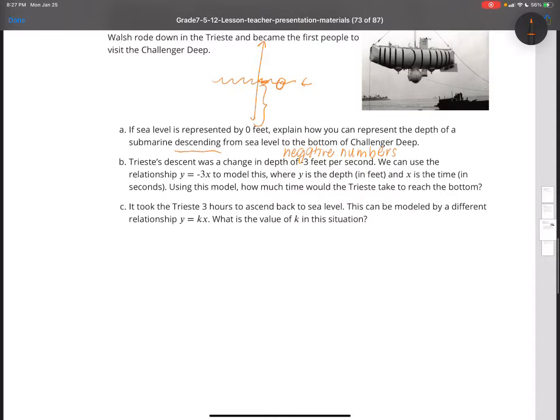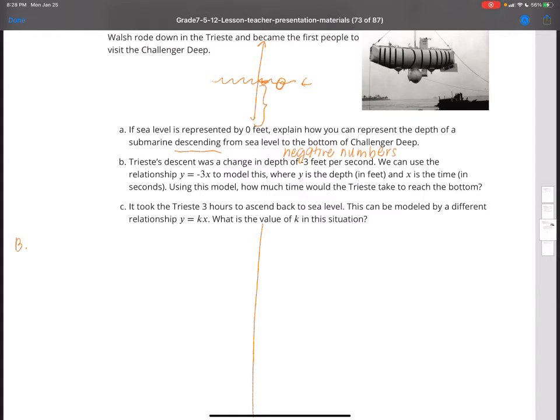All right. Now for part B, I'm going to write this underneath here because I don't have that much space, but I'm pretty sure you guys will have space in your book. So feel free to use the space in your book, but let's jump to part B. It says the Trieste's descent was a change in depth of -3 feet per second. We can use the relationship y equals -3x to model this, where y is the depth in feet and x is the time in seconds. Using this model, how much time would the Trieste take to reach the bottom?